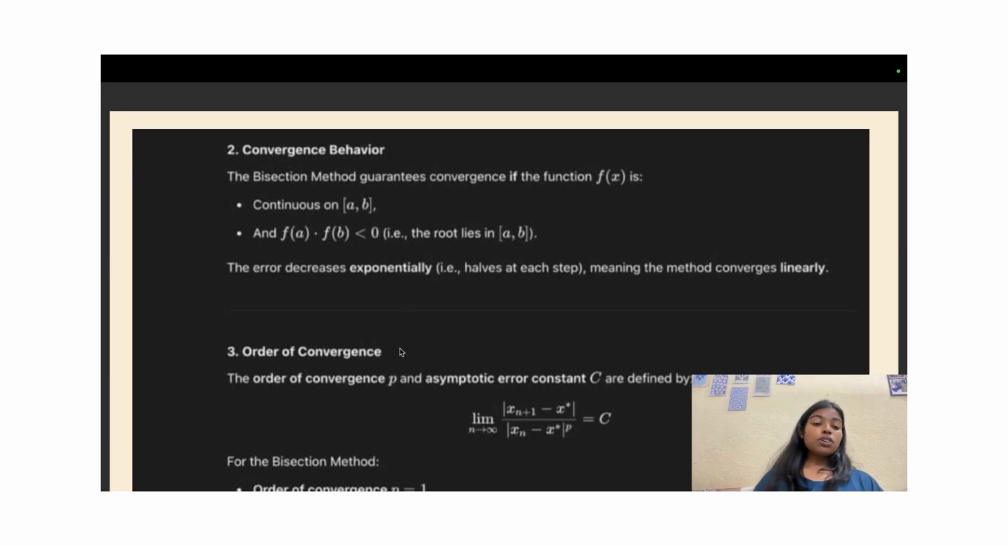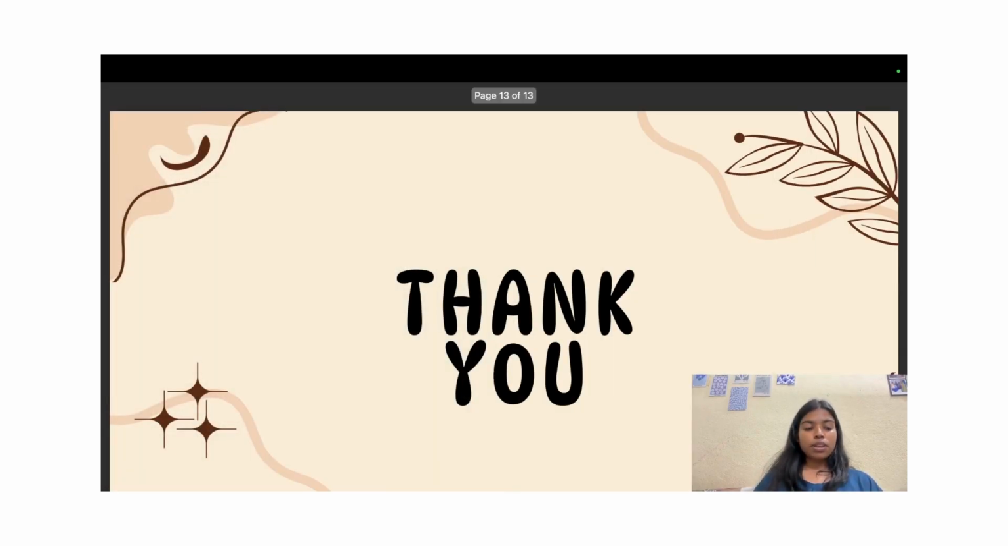Third is order of convergence. The order of convergence p and asymptotic error constant c can be defined as the limit as n tends to infinity of |x(n+1) - x| / |xn - x|^p = c. For the bisection method, the order of convergence p is 1 and the error constant c is 1/2.